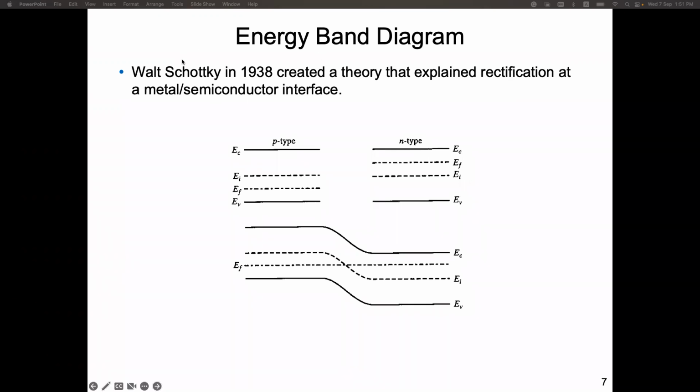The theory for modern electronics started in 1938 when Shockley created a theory that explained that rectification effect. He proposed this energy band diagram for solid materials: conduction band, valence band, Fermi level, things like that. That, for EE students, you learned in the 3210 course.